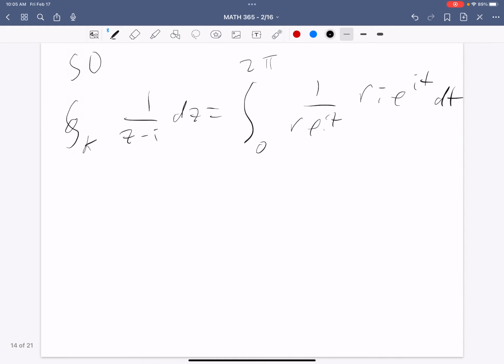And now what happens? Well, r is a radius of a circle, so it's positive, so those delete each other. e to the it divided by e to the it is equal to 1. And i can get pulled out of the integral. And there we go. Beautiful. We have done the computation. And as promised, it's 2 pi i.